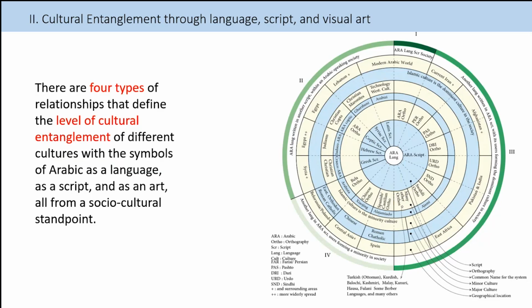And there are four types of relationships that define the level of cultural entanglement. In this diagram, I just want to take this out.